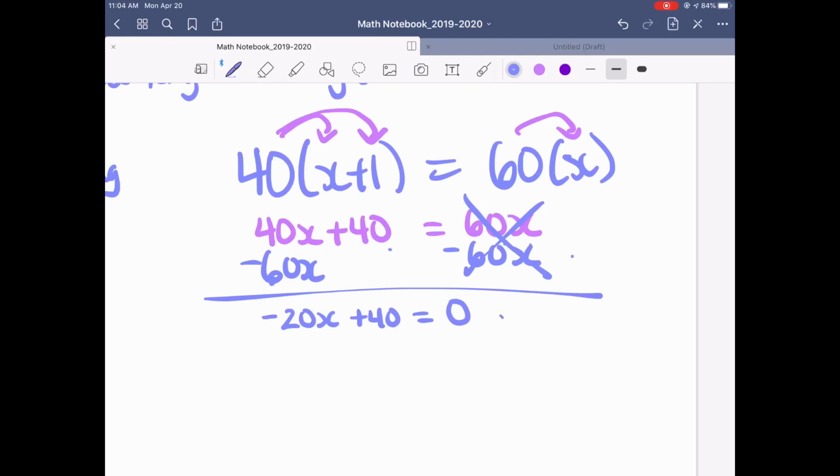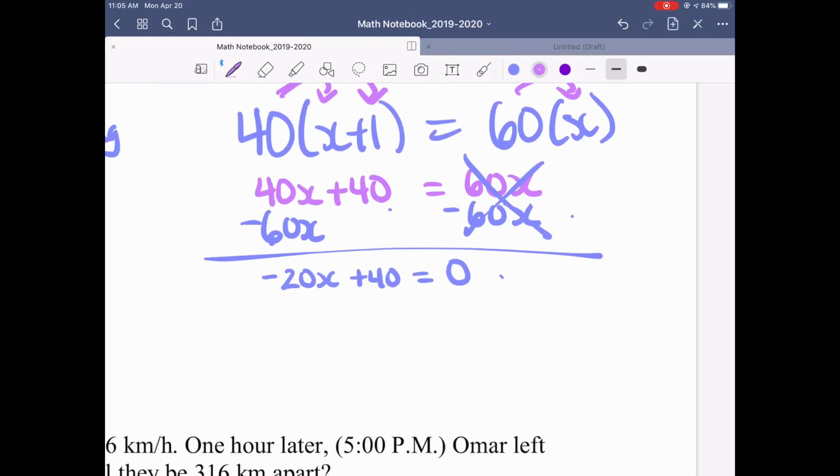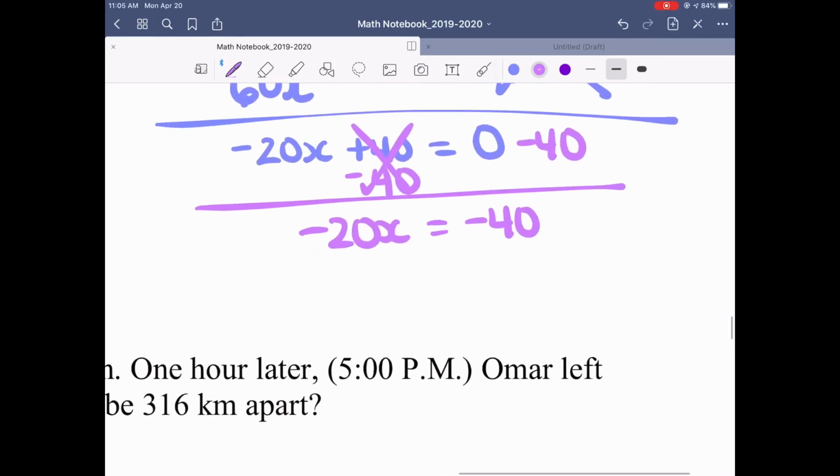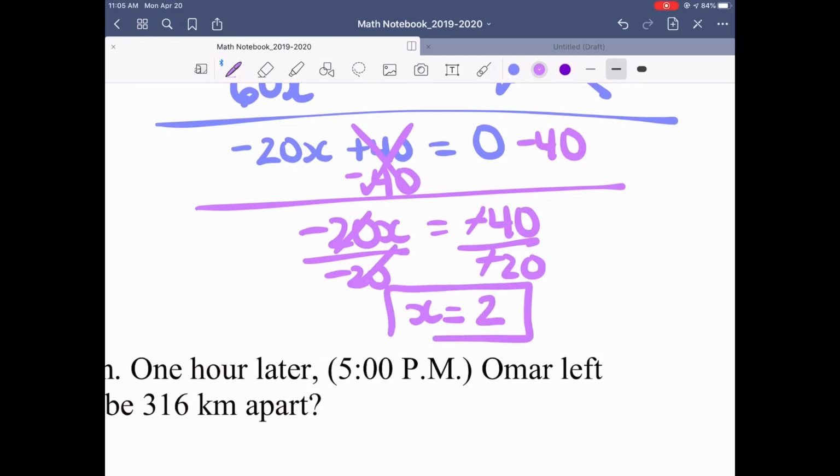So this is another way that you can solve it. The other way, the easier way, is that I should have just moved the 40X to this side. But I wanted to show you another method to solve. So now the X's are all on one side. I want to get my constants on the other. So I want to subtract 40, subtract 40. These cancel. So now we have negative 20X equals negative 40. And then to solve for X, divide by negative 20, divide by negative 20. X equals, the negatives cancel, 40 divided by 20 is 2.